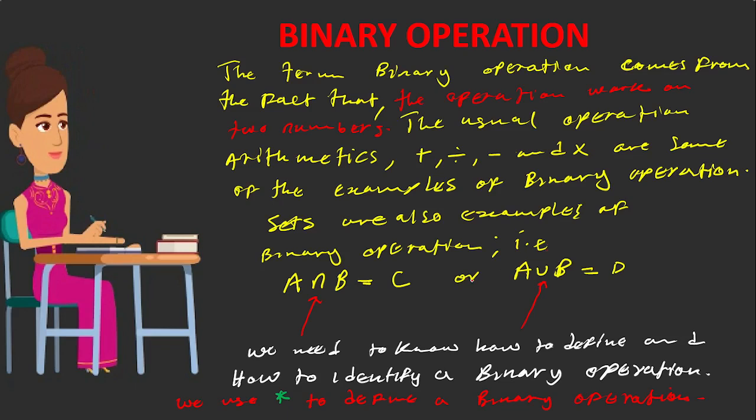So with this short explanation or definition of what binary operation is, there are two important things that you need to know, which are knowing how to define and knowing how to identify a binary operation, and also the use of a star when you're talking about binary operation.